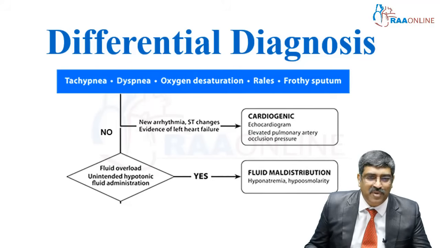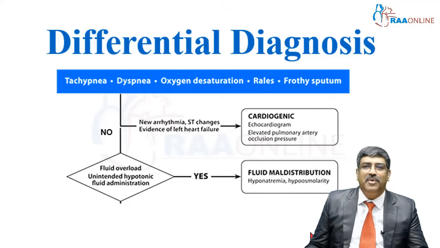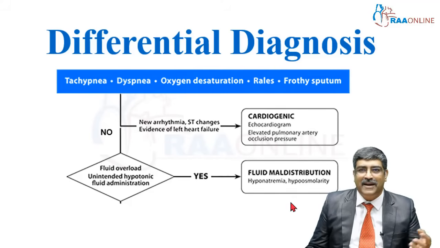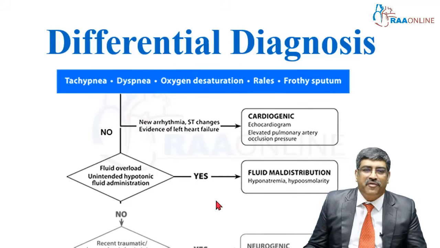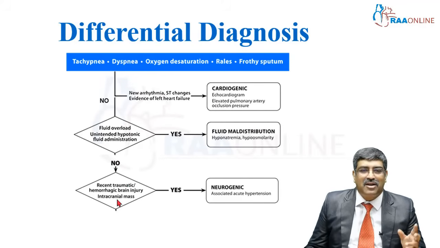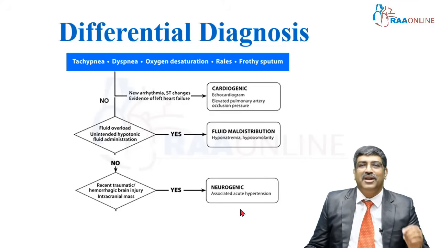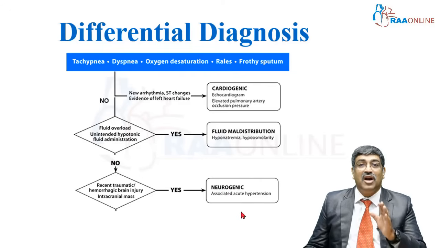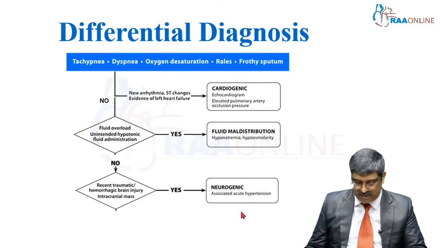excessive fluid administration. Then it can be fluid maldistribution which can be hydrogenic. Here you can look at the sodium and the osmolarity and diagnose it. If this is not there, then look for recurrent traumatic or hemorrhagic brain lesion or an intracranial mass. If that is present, it is neurogenic pulmonary edema but this can be associated with acute hypertension.